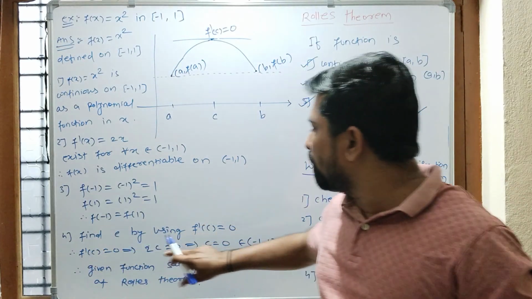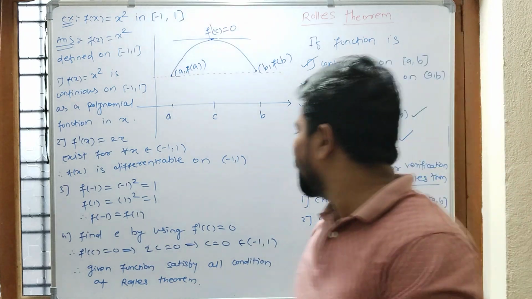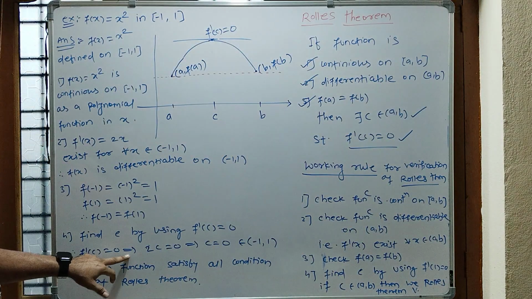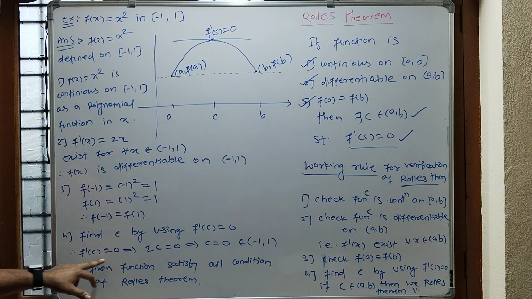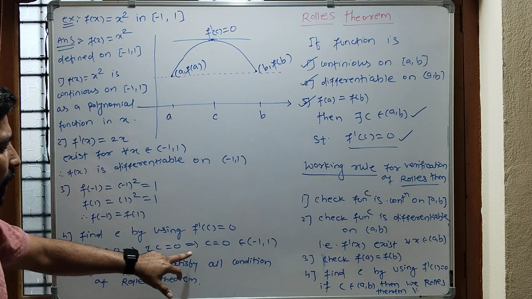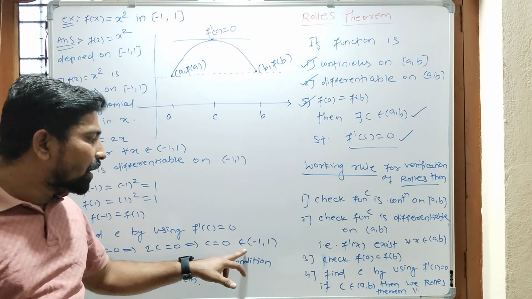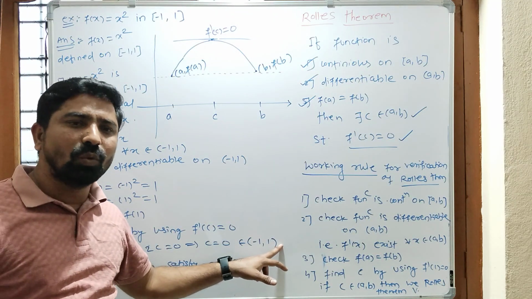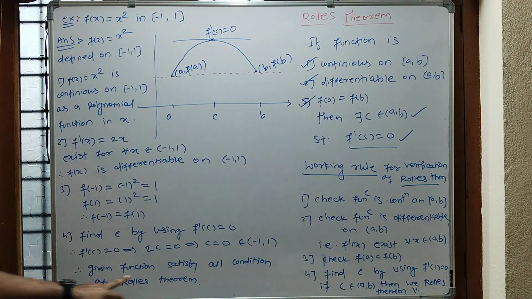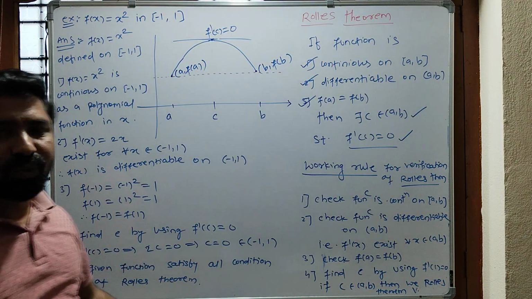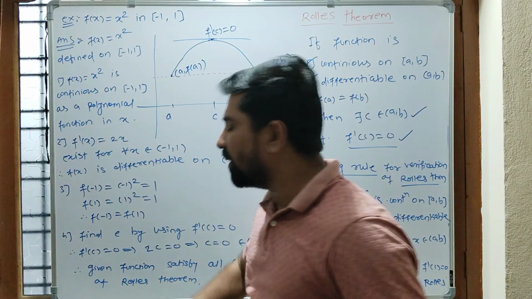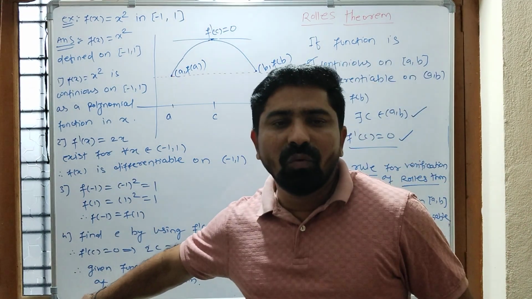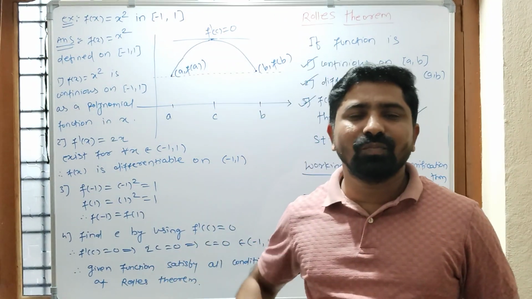Then find the value of C by using f dash of C equal to 0. Here f dash of C equal to 0 implies that 2C equal to 0, since f dash of x equal to 2x. This implies that C equal to 0, which belongs to the open interval minus 1 to 1. So here this given function satisfies all the conditions of Rolle's theorem. Hence Rolle's theorem is verified. Therefore we can write here, hence the given function verifies Rolle's theorem. Thank you.